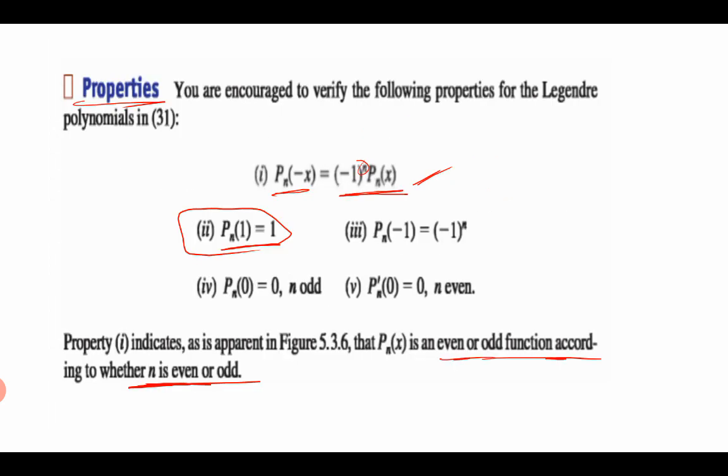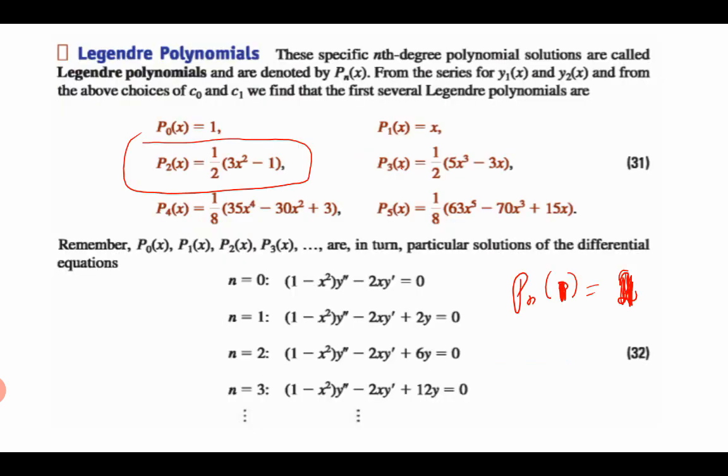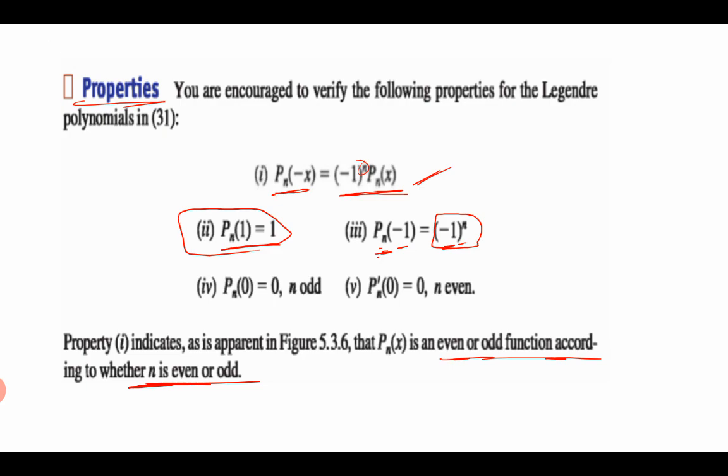And Pn of negative 1: if you substitute x equal to negative 1 in all the equations, it will change between negative and positive depending upon the choice of n. If n is an odd number, it will be negative. If n is an even number, it will be positive. Check with this one. N is odd, here P1 of negative 1 is negative 1. P2 of negative 1 is positive 1, isn't it? So for even numbers, you get positive 1. So Pn of negative 1 is negative 1 to the power n.